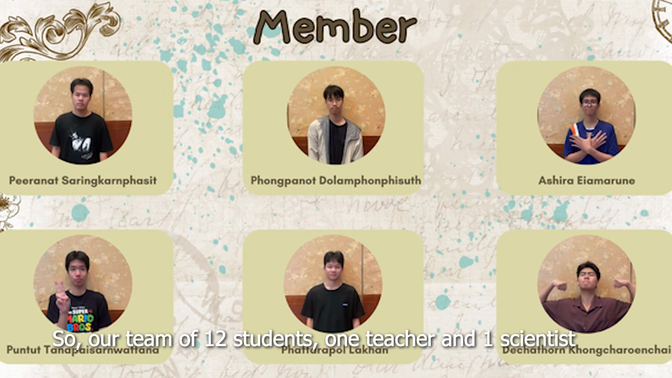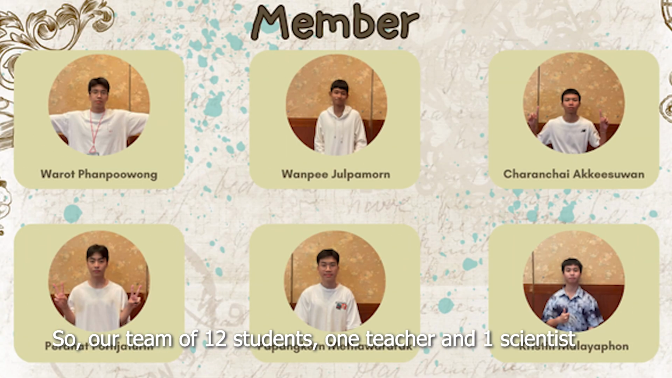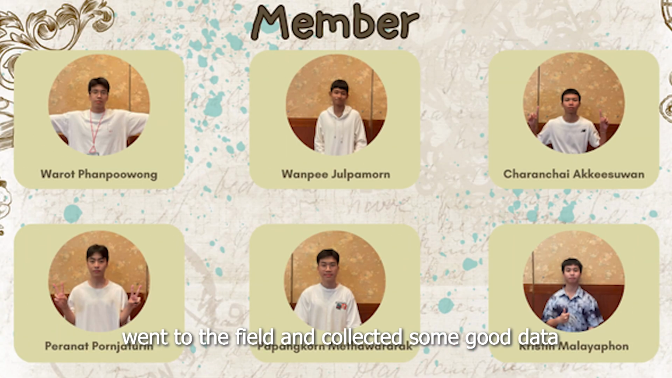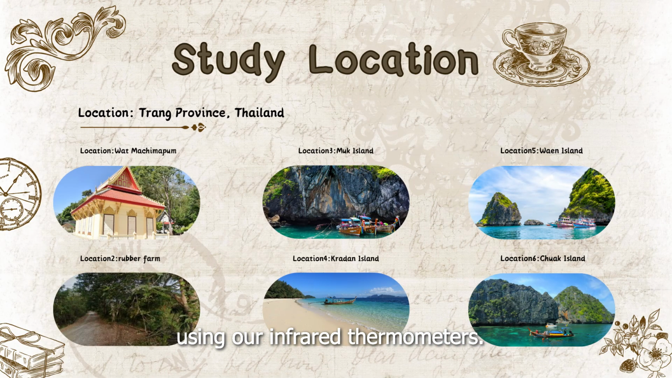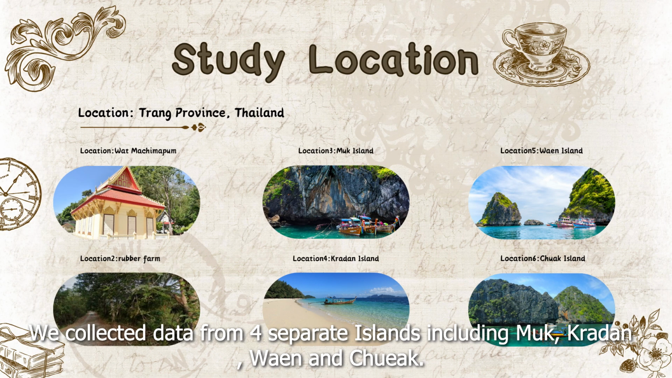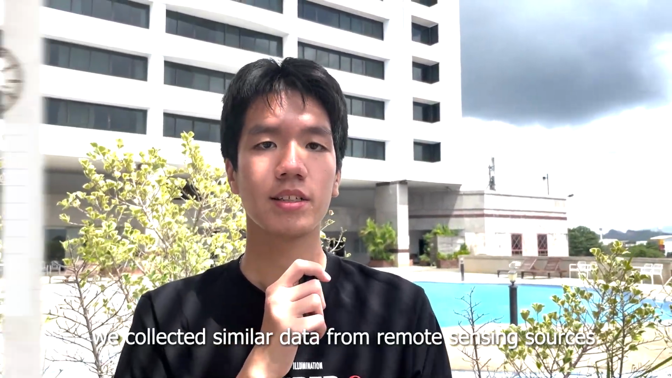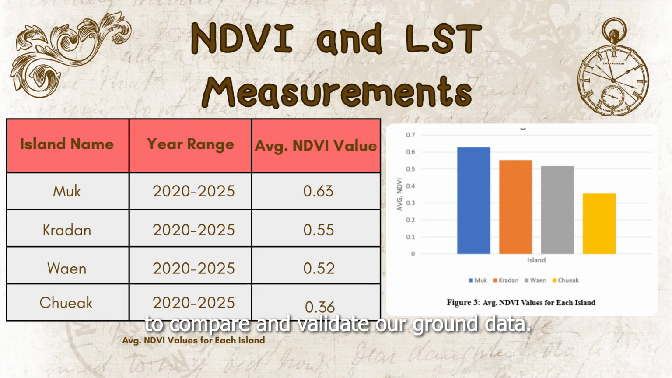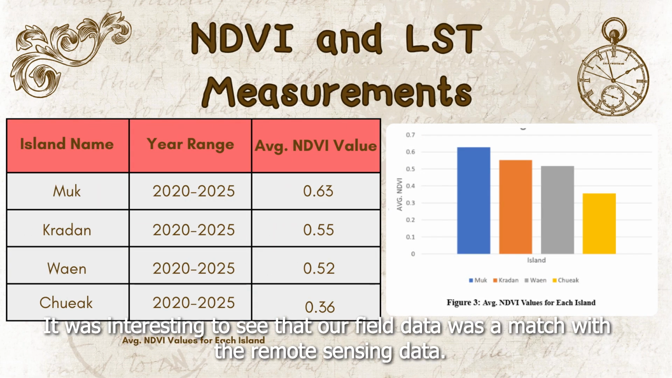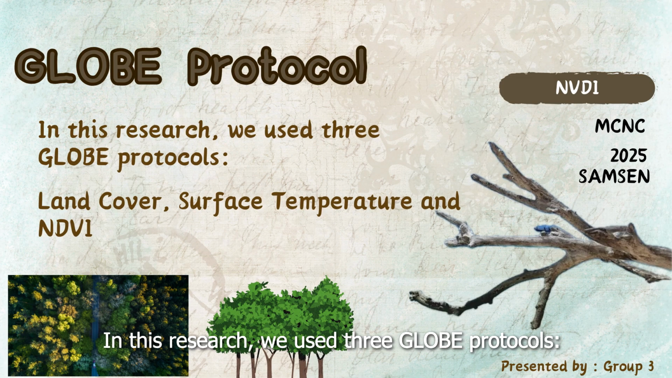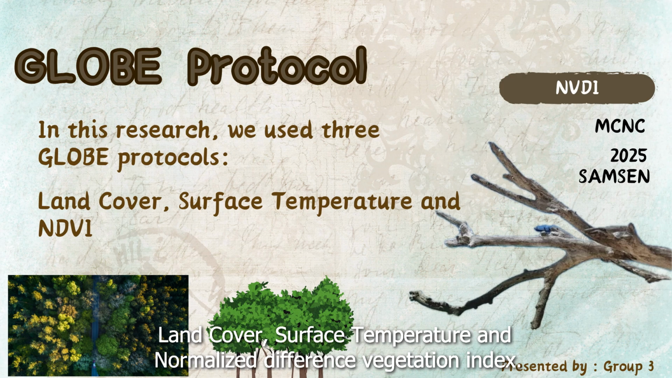So our team of 12 students, one teacher and one scientist went to the field and collected good data using our infrared thermometer. We collected data from 4 separate islands, including Muk, Gradan, Wan, and Chuk. Also, we collected similar data from remote sensing sources to validate our ground data. It was interesting to see that our field data matched the remote sensing data. In this research, we used 3 global protocols including land cover, surface temperature, and normalized difference vegetation index.